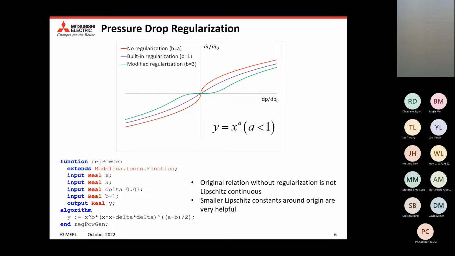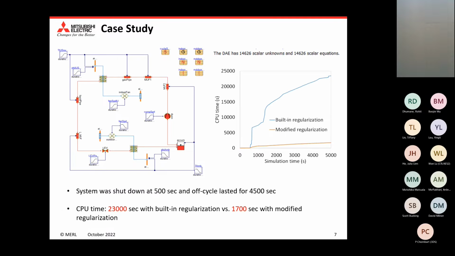Actually, we explored some other approximations. We found that when B is bigger than 3, the improvement is pretty much the same as B equal to 3. So we said, okay, maybe we can stay with 3.